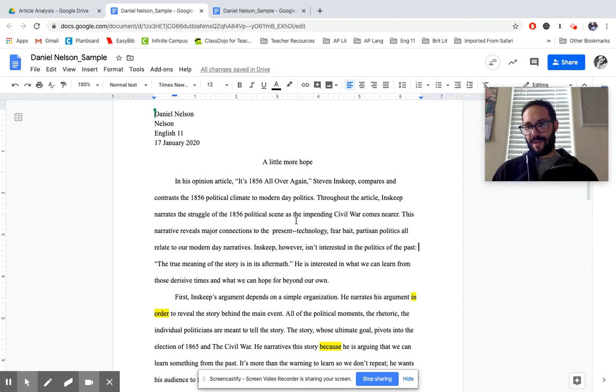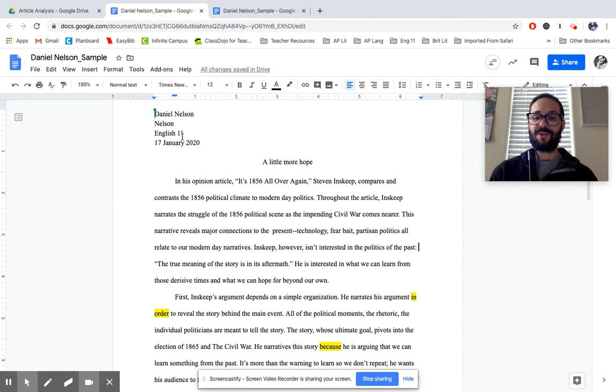The first part of the assignment is for you to summarize the article. That's it. Just really give a very brief summary. Let me read the first paragraph and I'll kind of break down what I'm looking for. "In his opinion article, 'It's 1856 all over again,' Steve Inskeep compares and contrasts the 1856 political climate to modern day politics. Throughout the article, Inskeep narrates the struggle of the 1856 political scene as the impending Civil War draws near. This narrative reveals major connections to the present. Technology, fear-bait, partisan politics all relate to our modern-day narratives.